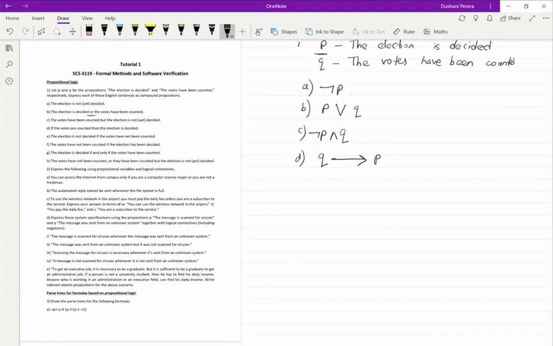Now let's go to part G. The election is decided if and only if the votes have been counted. The election is decided is P, votes have been counted is Q. If and only if talks about a biimplication, which means the implication happens both ways. So we have to use the biimplication sign when we answer part G.